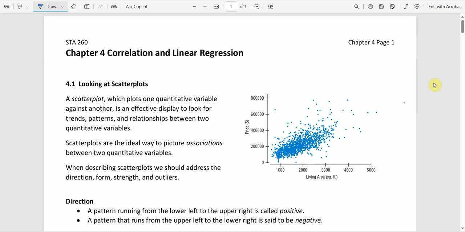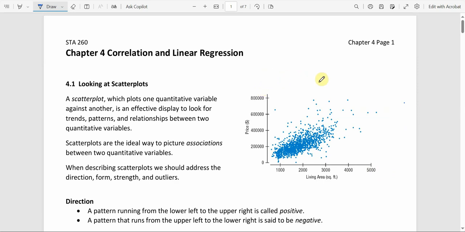Chapter 4 ultimately deals with situations where we've got two variables at a time, two quantitative variables. So instead of just one measurement for every individual, we have two. Essentially, if you have two quantitative variables measured for every individual in a data set, then if you want to graph that, you put one on the x-axis, like how we have living area in square feet, definitely a quantitative variable. We got that on the x-axis. We got price on the y-axis, also definitely a quantitative variable.